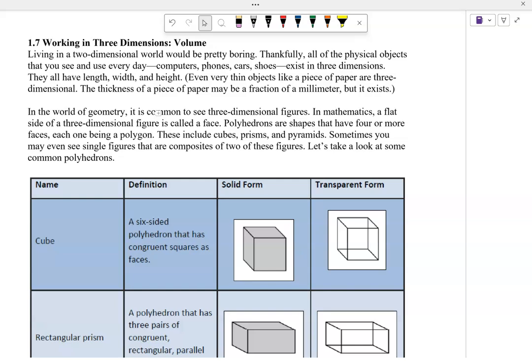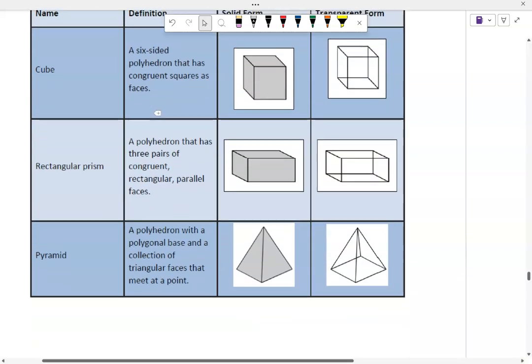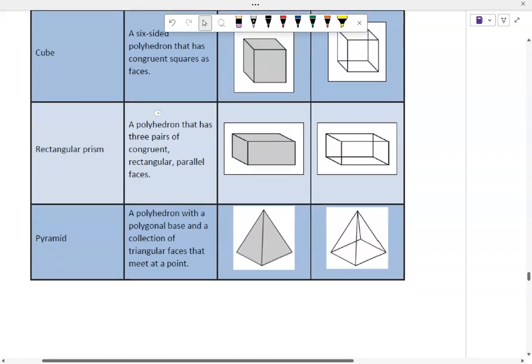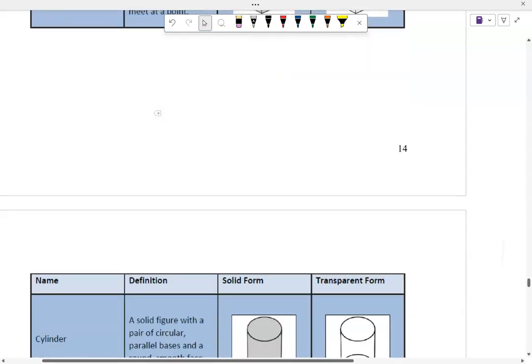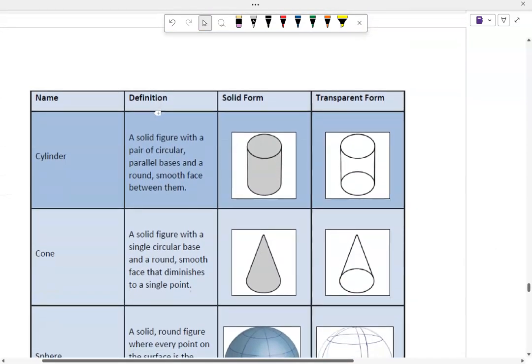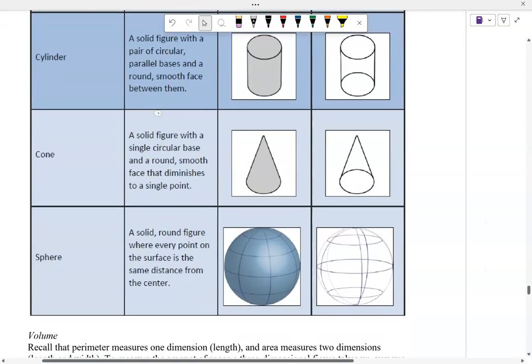You've got a cube where all the side lengths are the same. You've got a rectangular prism as that second one. One's just shown solid as if it's painted, the other one's transparent. And then we've got a pyramid, like the Great Pyramids of Giza or the Luxor pyramid for those living here in Las Vegas. And we've got a cylinder, where we've got a circular base on both ends, top and bottom. We've got a cone, where we've got a base of a circle, but they meet at one point at the top.